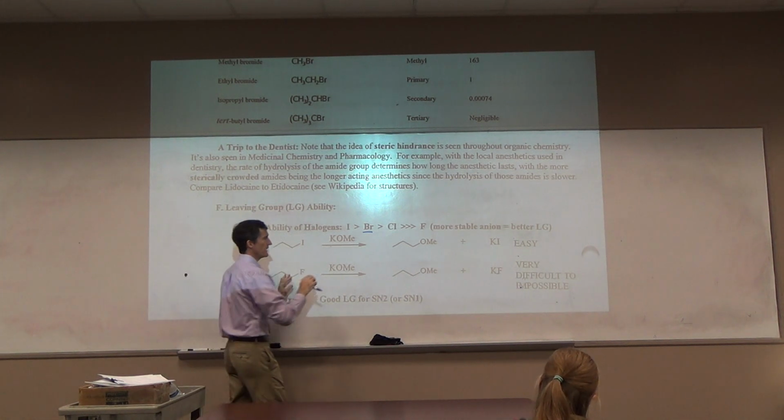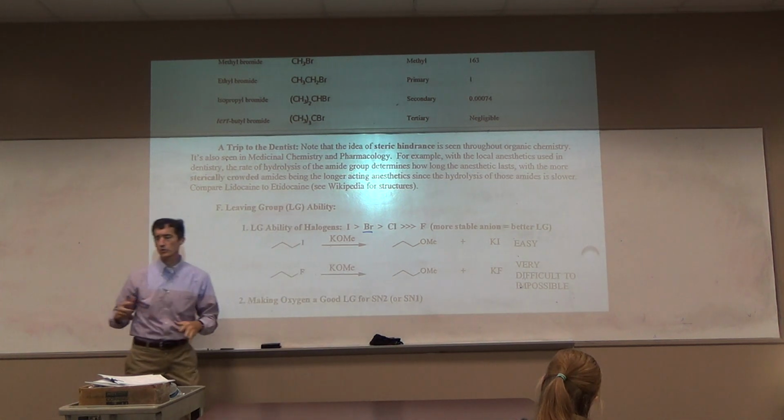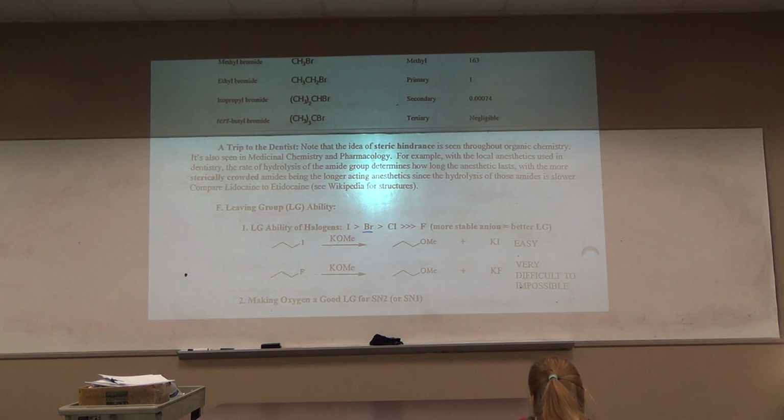Now, on industry scale, they use chlorine more, even though it's the worst of the leaving groups. You ignore fluorine. Because chlorine tends to be cheaper. And so they go with a cheaper leaving group, even though it's not as good a leaving group. For research scale, bromine's the best. Okay.